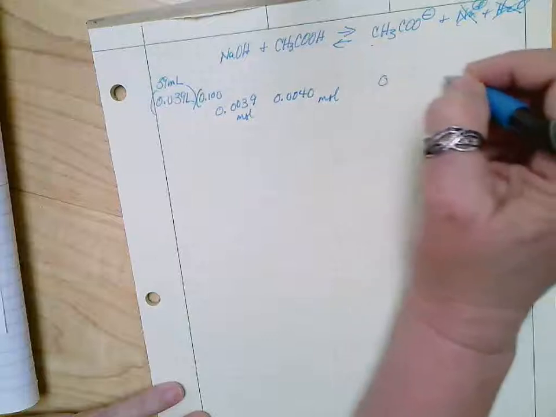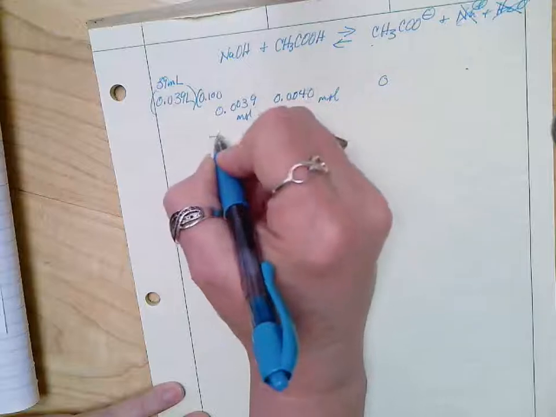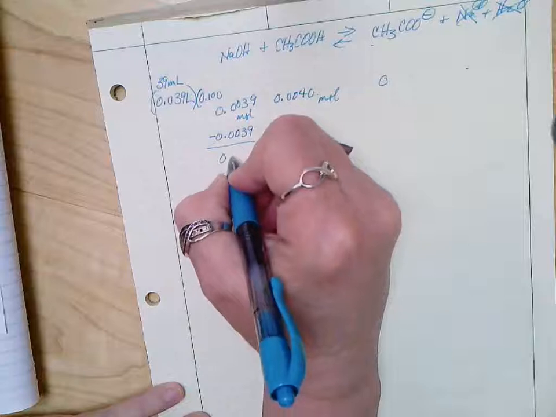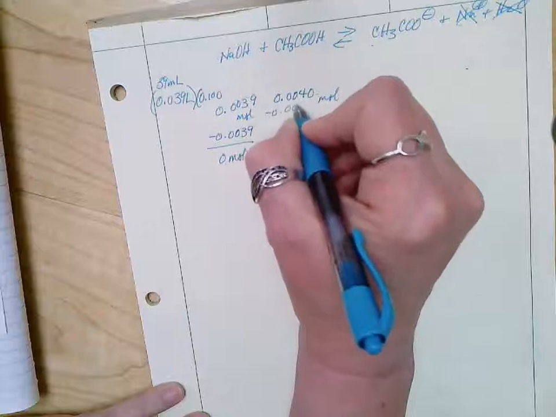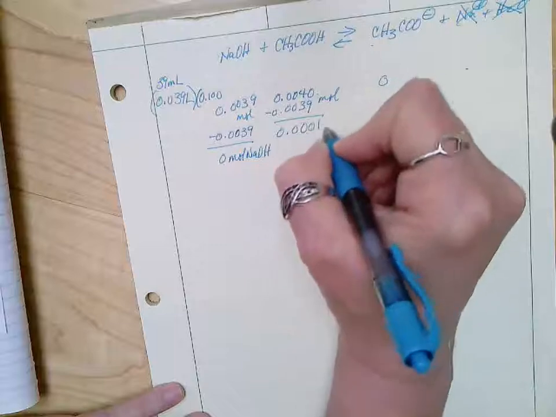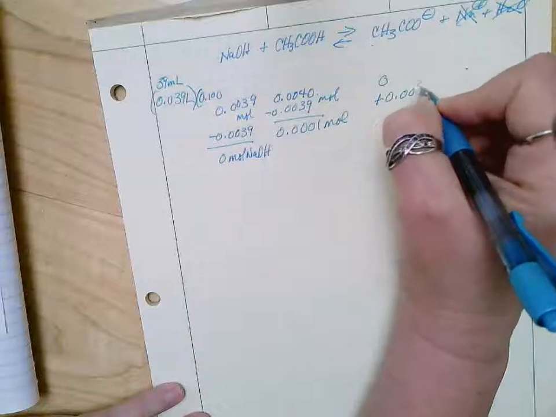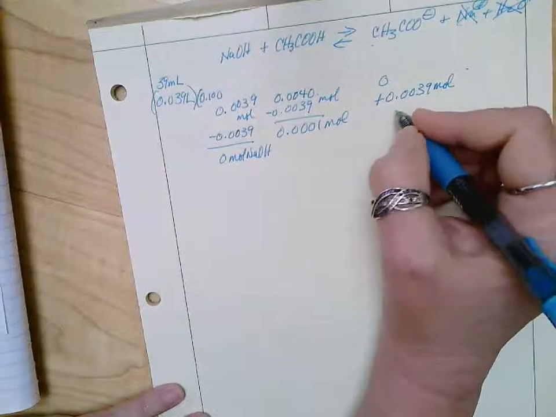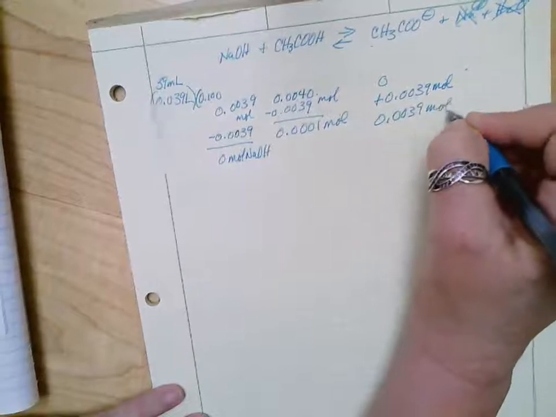So I would have initially 0 of this, and those don't matter. So again, this number is smaller than this one, so I'm going to lose all of this and have 0 moles of NaOH left over. I'm going to lose 39 of those. I have 0.0001 moles of this. I'm going to gain it over here. And then that'll give me 0.0039 moles of that.